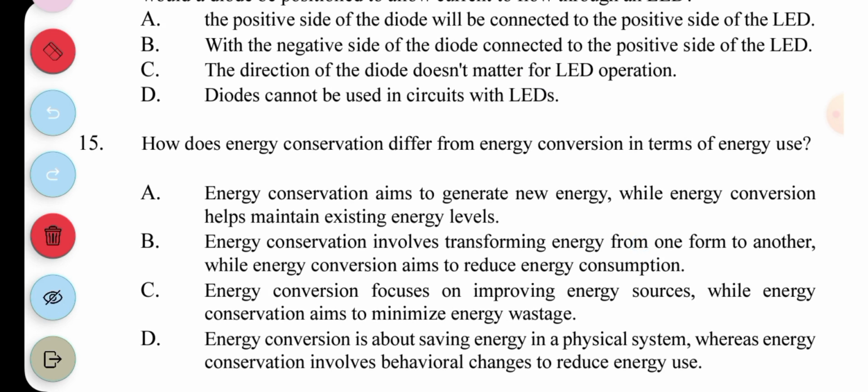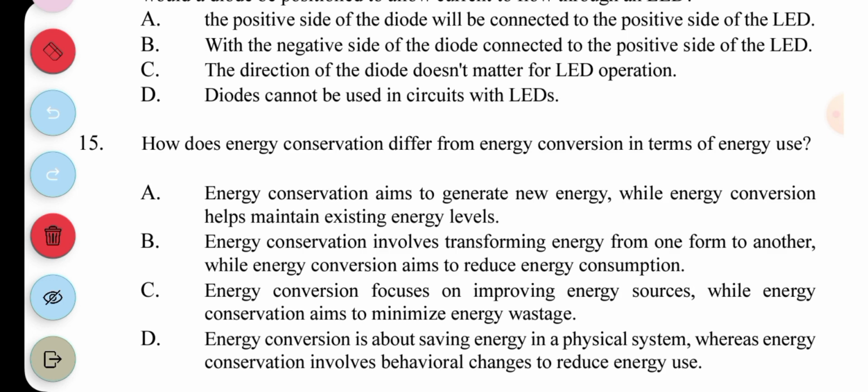15. How does energy conservation differ from energy conversion in terms of energy use? A. Energy conservation aims to generate new energy, while energy conversion helps maintain existing energy levels. B. Energy conservation involves transforming energy from one form to another, while energy conversion aims to reduce energy consumption. C. Energy conversion focuses on improving energy sources, while energy conservation aims to minimize energy wastage.